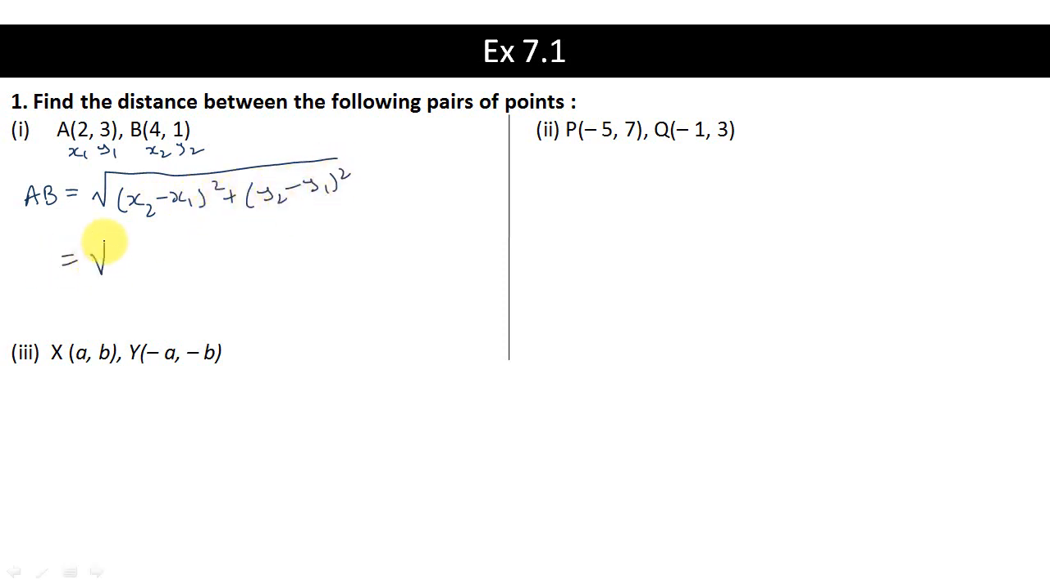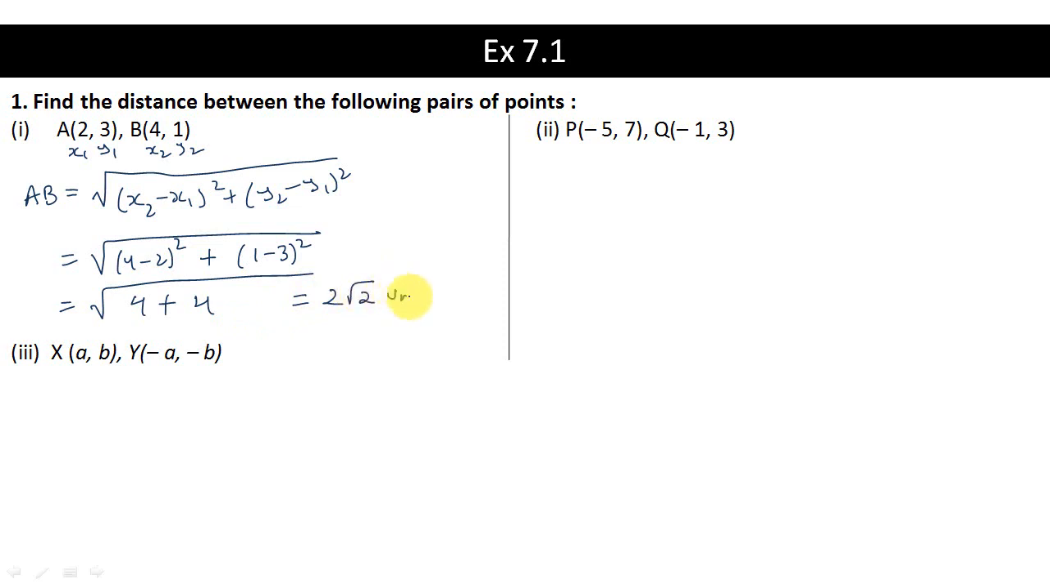So this will be under root of 4 minus 2 square plus y2 minus y1, which is 1 minus 3 square. So this will be under root of 4 minus 2 is 2, 2 square is 4, plus again 1 minus 3 is minus 2, square is 4. So this will be 4 plus 4, 8, so it will be 2 root 2 units. That means the distance between point A and B is 2 root 2 units.